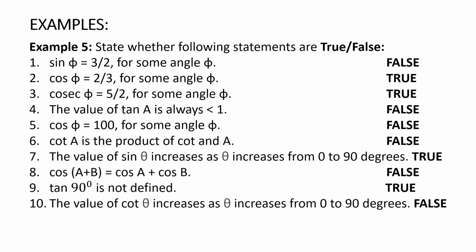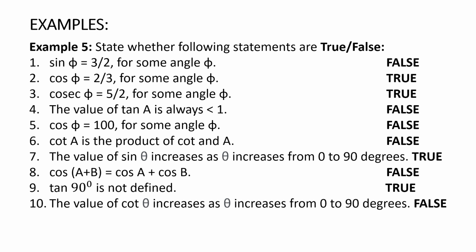In the next example, you have to state whether the following statements are true or false. Remember, these type of questions are asked and you have to give the reason for stating whether they are true or false. First is sine phi is 3/2 for some angle phi. This is not true, it is false, because you know sine and cos both are less than or equal to 1.